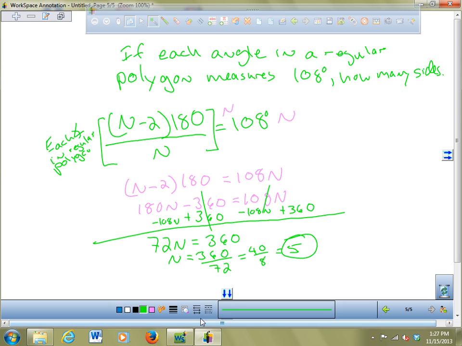Is that right? 5. 5 sides. Pentagon. We have to go through all that work just to find a pentagon. Well, is there another way to do it? I'm just trying to think, is there an easier algebraic way to do it? I will show you an easier way tomorrow, but this formula does work.